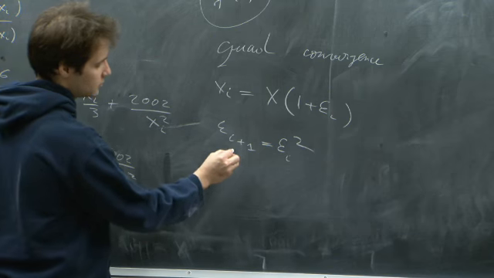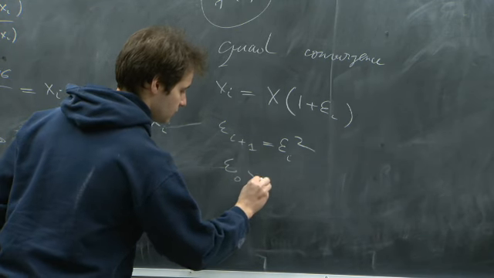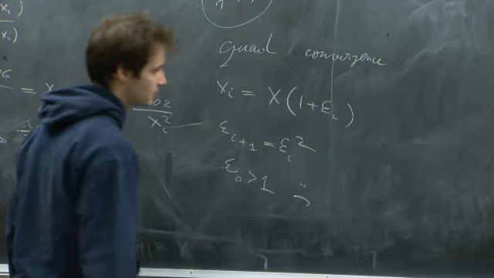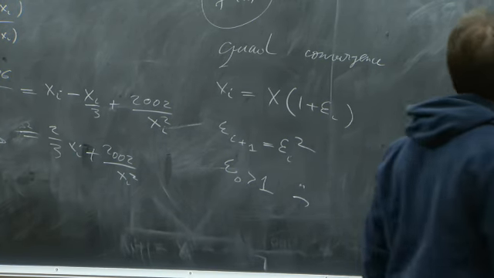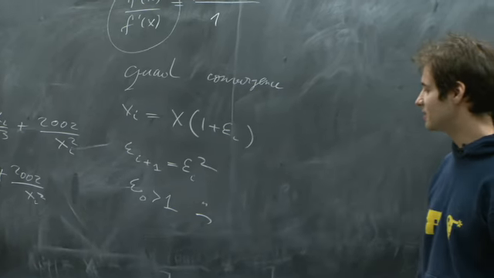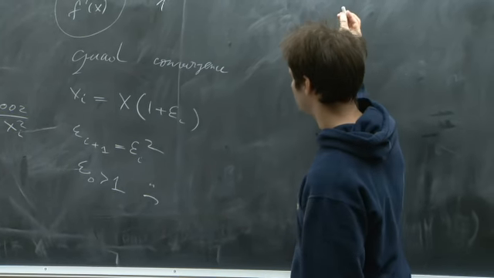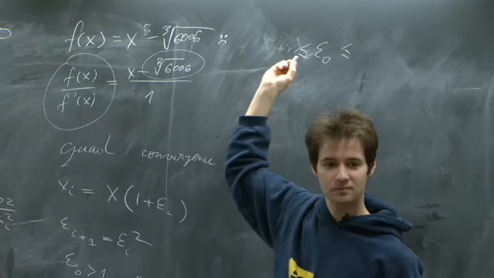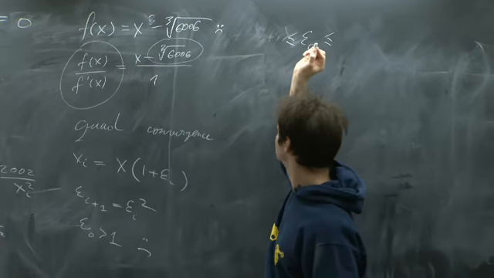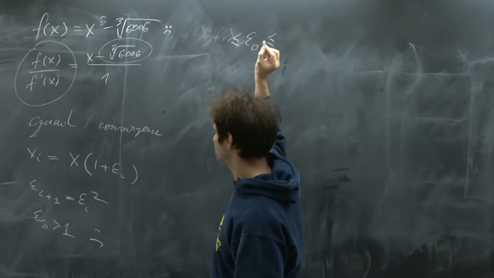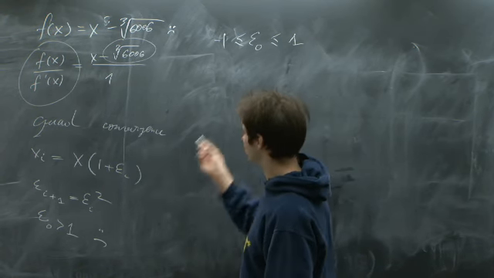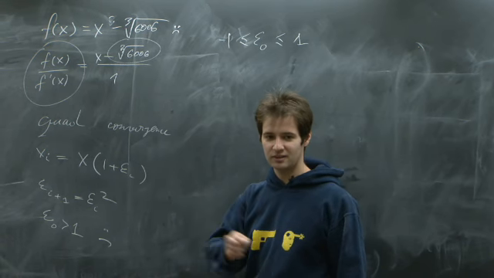So if E0 is greater than 1, would we get an answer? No. Okay, so what do we need? What's the minimum that we need? E0 has to be between what and what? Negative 1 and 1, or 0 and 1? Absolute value. If you have something smaller than negative 1, you'll get a positive and then the error grows.